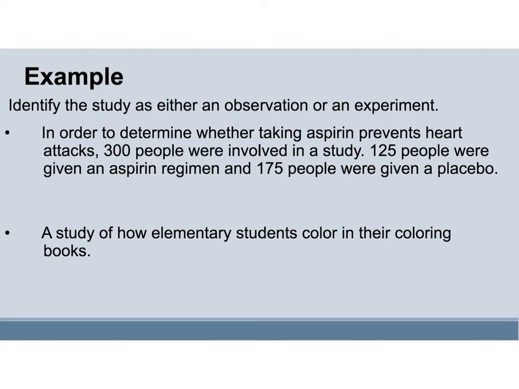So, which one of these is an observation, which one is an experiment? Again, take a minute to do that. What you should answer is that the first one is an experiment, and the second one is observation. The first one, they took 300 people. They gave 125 of them an aspirin and 175 a placebo and measured what happened. In the second one, they just watched elementary students coloring in a coloring book.